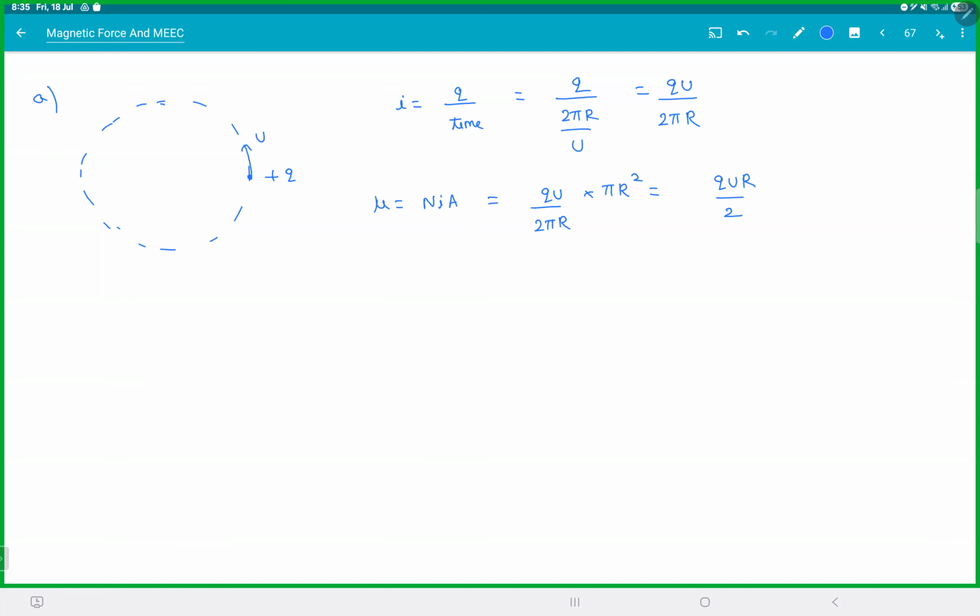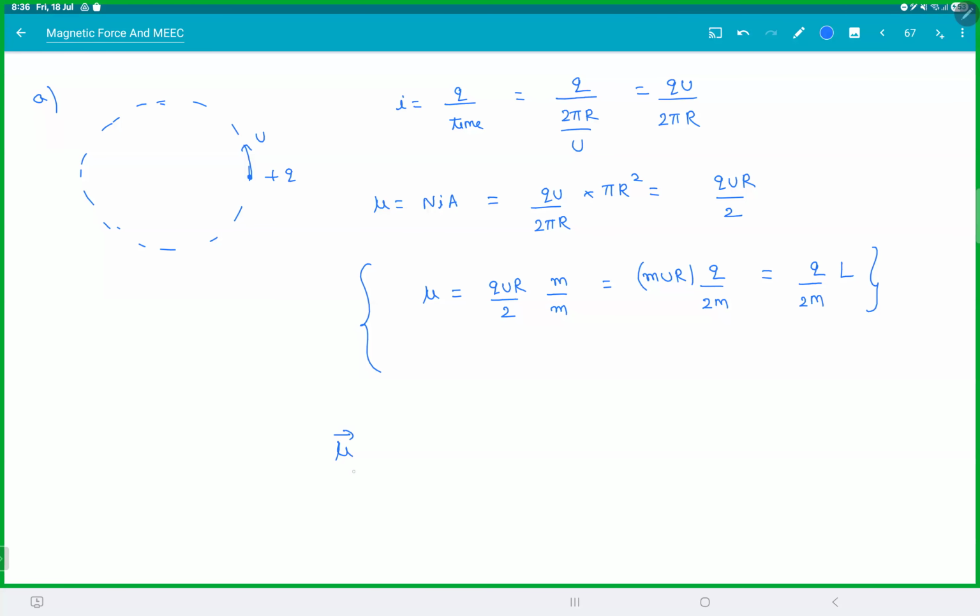Now here, there is something interesting. We'll derive something more generalized. If you look at the magnetic moment here, QUR by 2, if you divide and multiply by mass, this becomes MUR times Q by 2M. MUR is nothing but angular momentum. We get Q by 2M into L. So it's quite a useful formula.